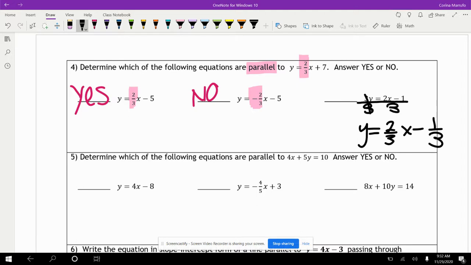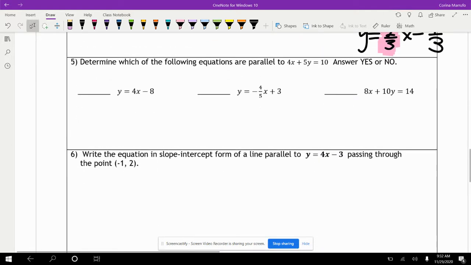So now that we got this in slope-intercept form, we can identify that the slope here is the number being multiplied with the x, and it is a 2/3. So yes, this one is also parallel to the given line. All right, the next one, it says determine which of the following equations are parallel to 4x plus 5y equals 10. Answer yes or no.